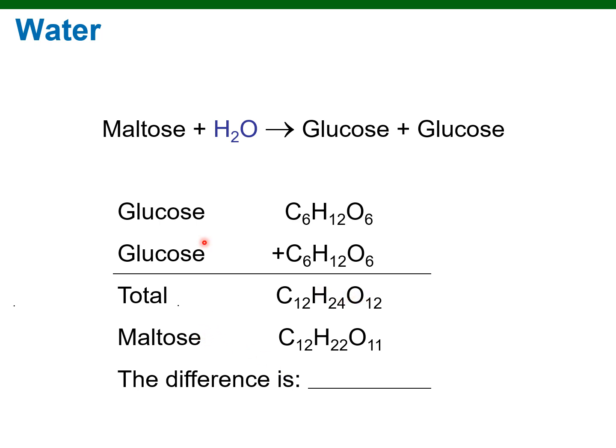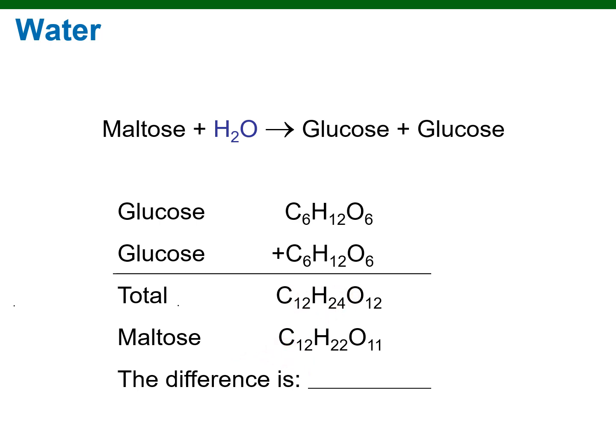Interestingly, though, the molecular formula for maltose is actually C12H22O11. And so if we do a little bit of subtraction from the total that we have here minus the maltose, what is the difference?